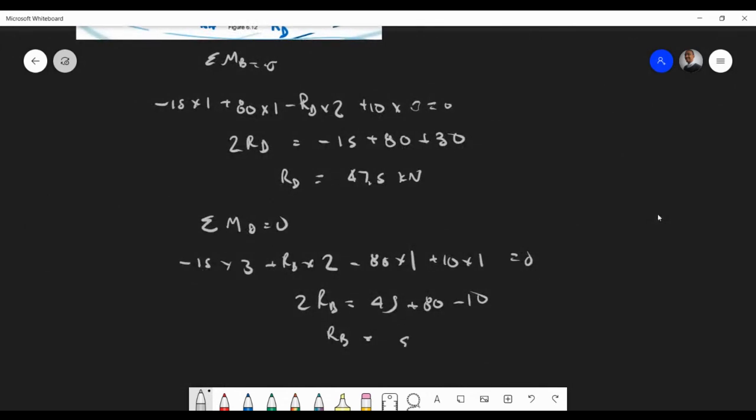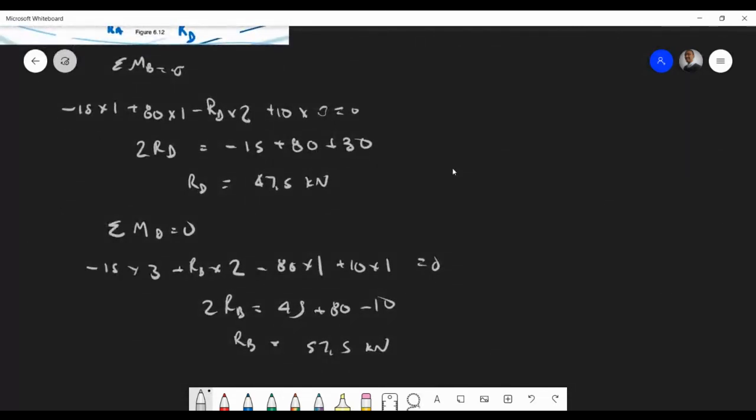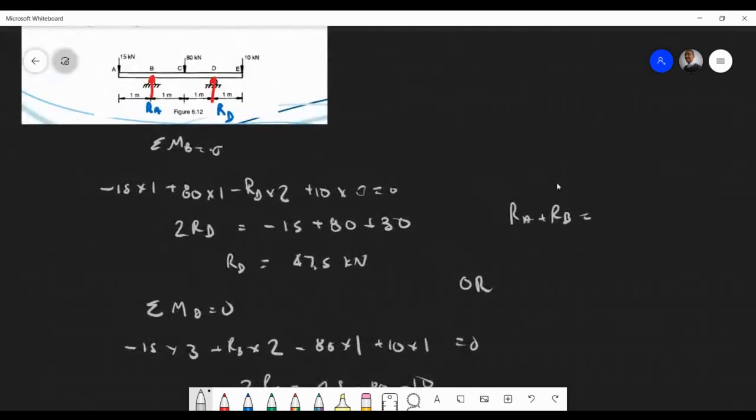57.5. Okay. You guys agree with that? I hope you guys calculated it. Yeah, 57.5 kilonewtons. Alternatively, what you could have said is RA plus RB, so forces up equals forces down. You basically add 15, 80, and 50, and 10, which gives you 105 kilonewtons.